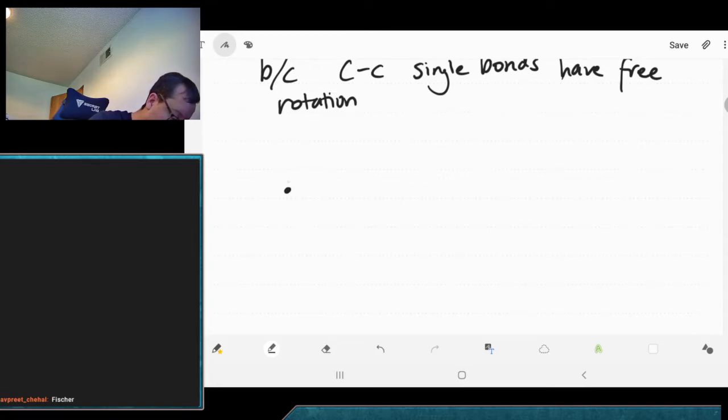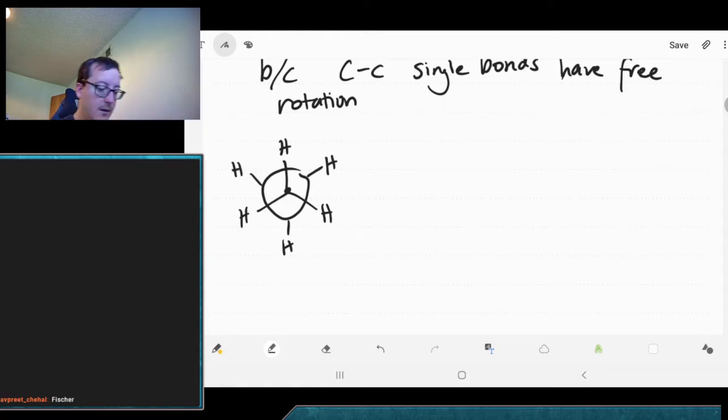So starting off, here's our happy Newman projection of ethane. Again, the dot in the middle is the front carbon, the big circle is the back carbon. And then we just put on everything that's on it. All of them have hydrogen, so it's not very exciting. But suffice it to say, if we were to rotate, which one shall we rotate? The front one or the back one? Let's rotate the back one.